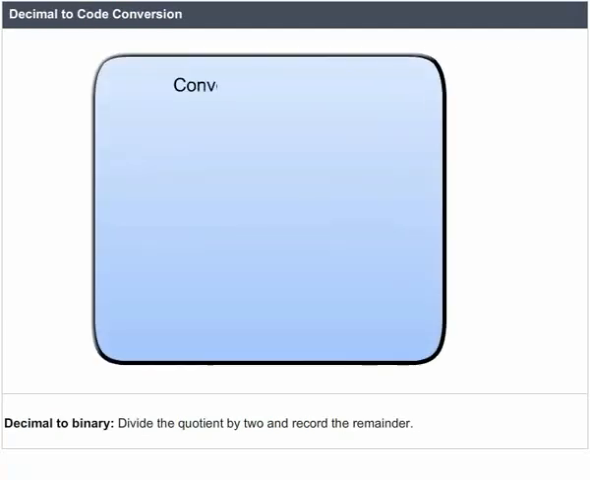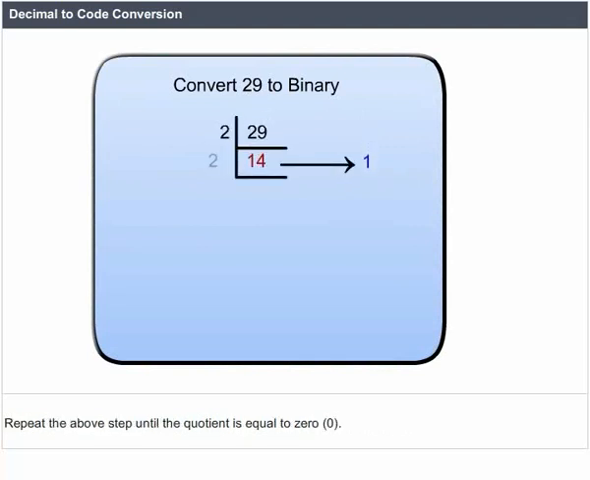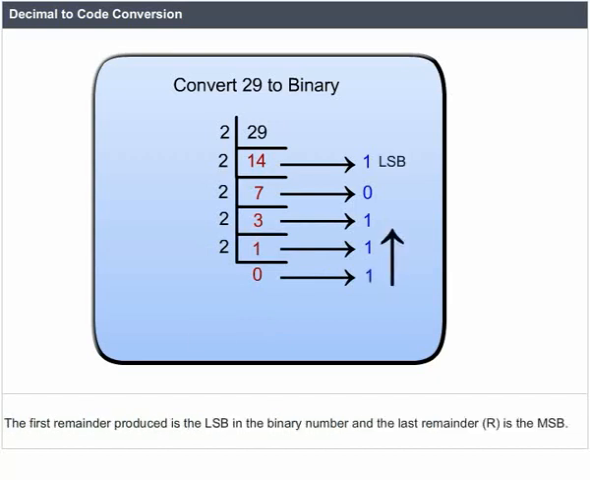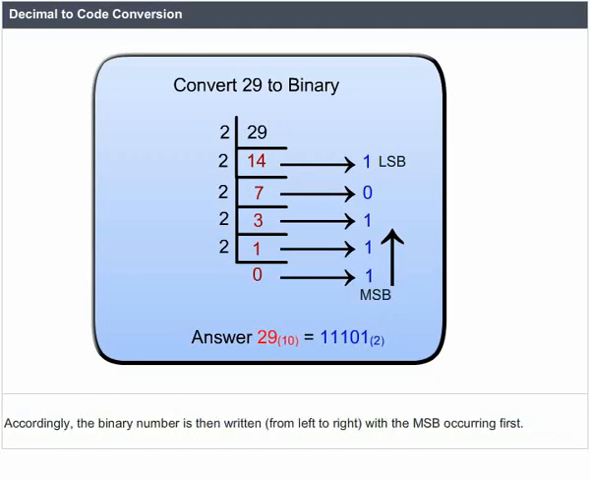Decimal to code conversion. Decimal to binary. Divide the quotient by 2 and record the remainder. Repeat the above step until the quotient is equal to 0. The first remainder produced is the LSB in the binary number and the last remainder is the MSB. Accordingly, the binary number is then written from left to right with the MSB occurring first.